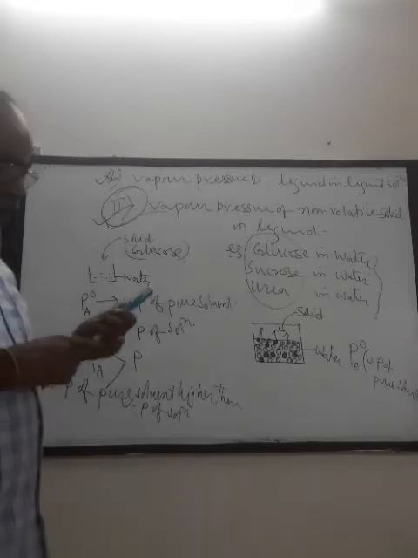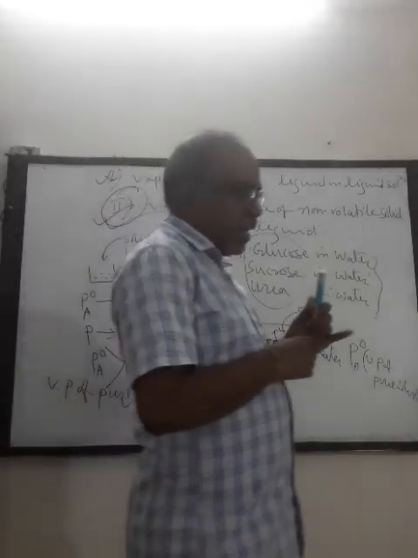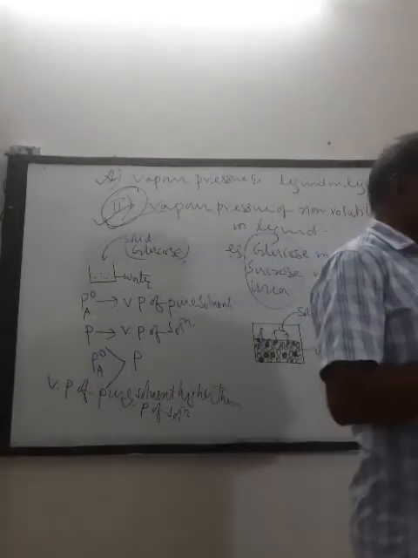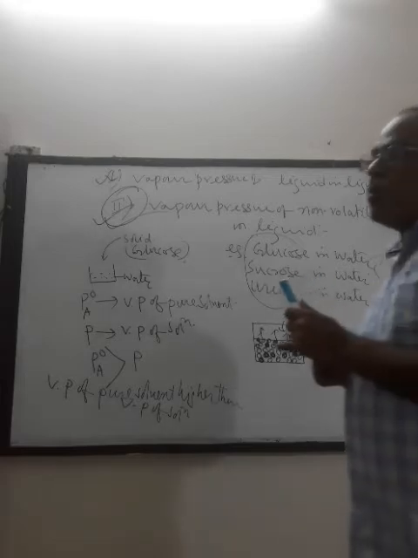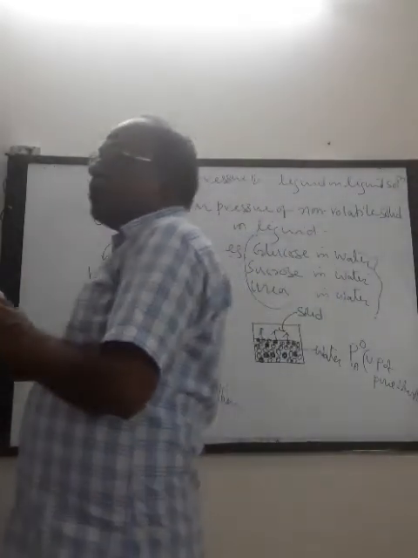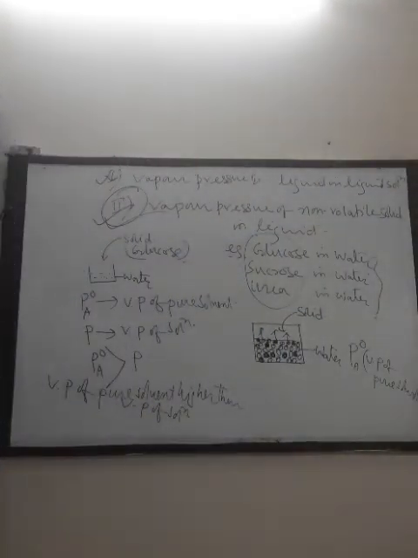Number one, in pure solvent, the entire surface is occupied by water molecules. When some solid is added, some surface area is occupied by solid molecules, so the surface area is less. Less surface area means less vaporization, so the value of vapor pressure will be lower. This is one reason why the vapor pressure of solution is lower than that of pure solvent.